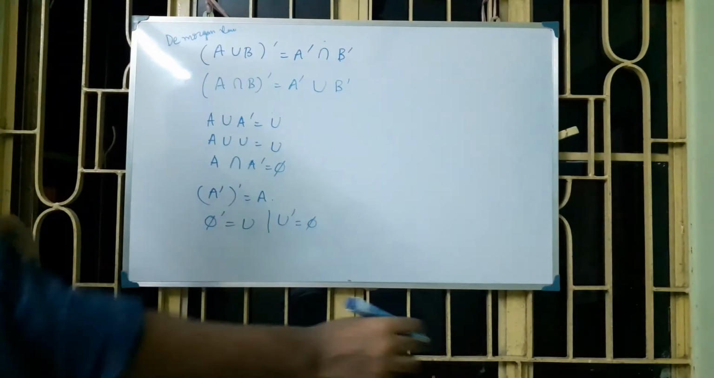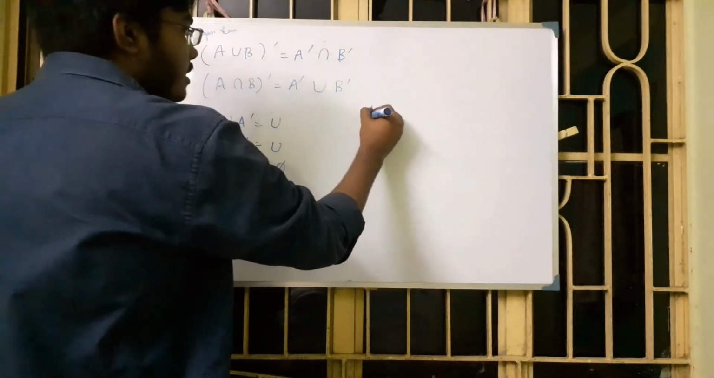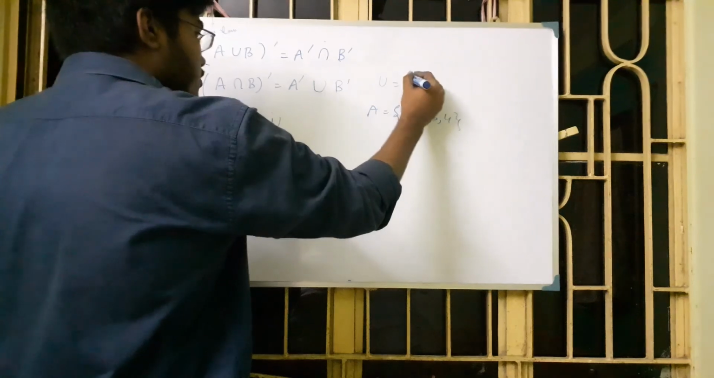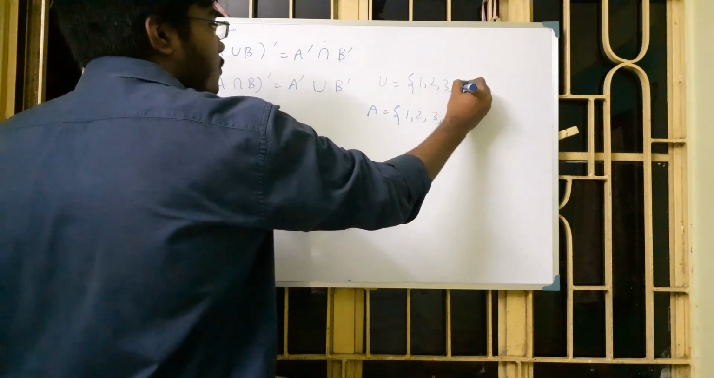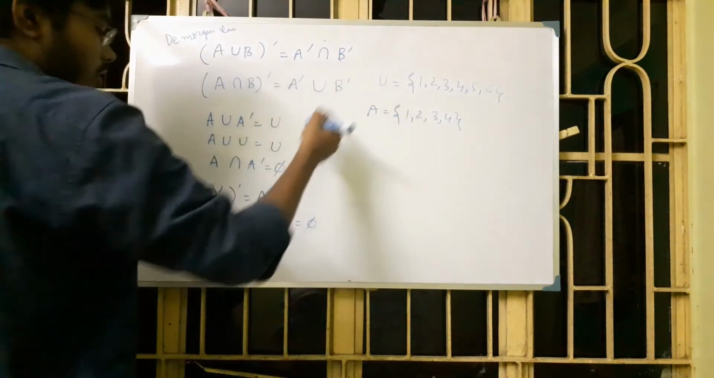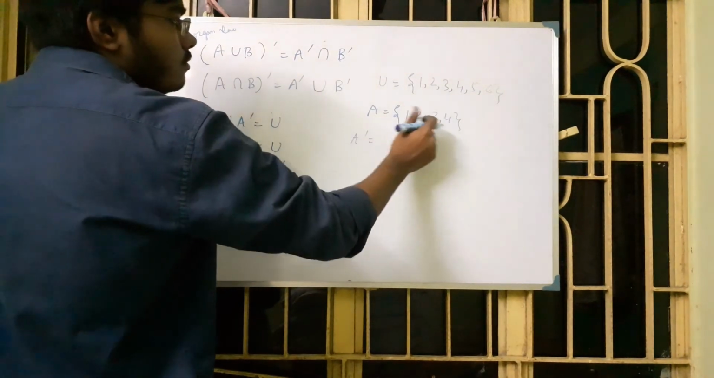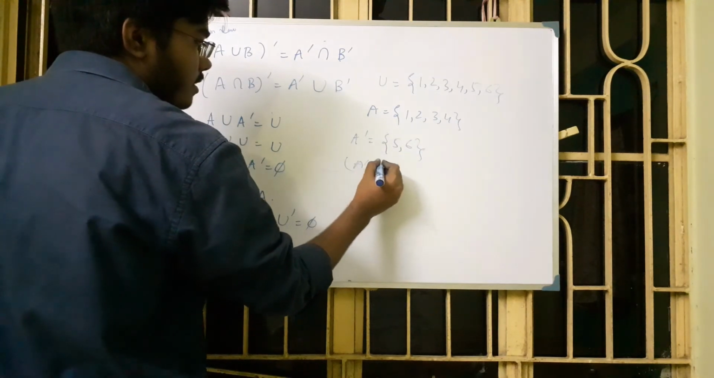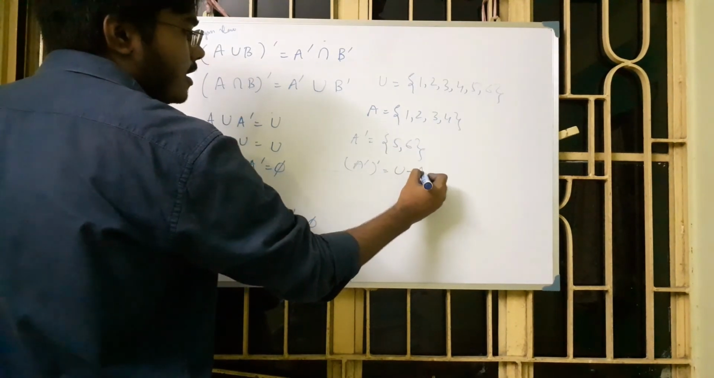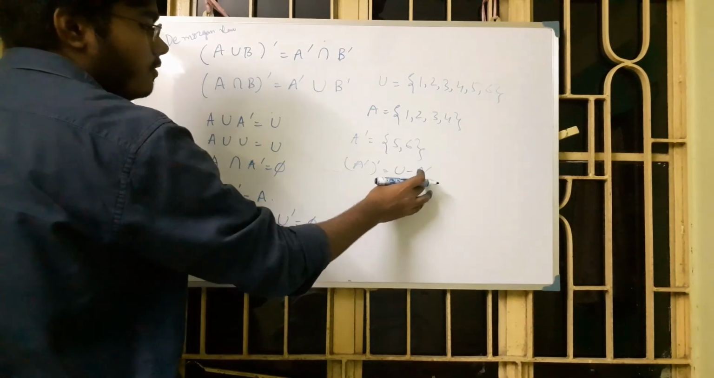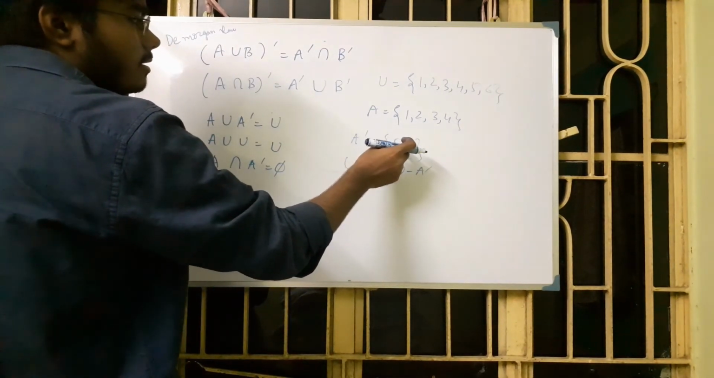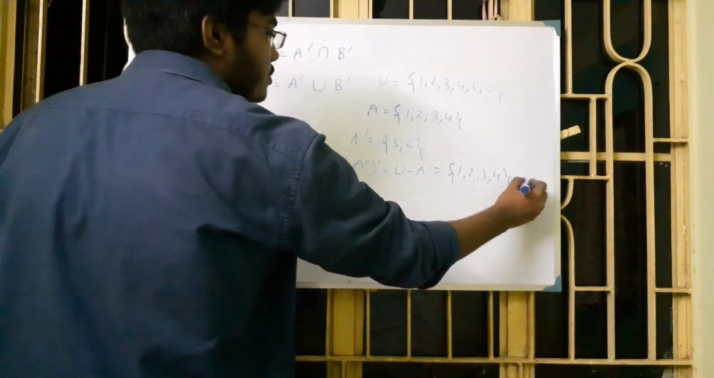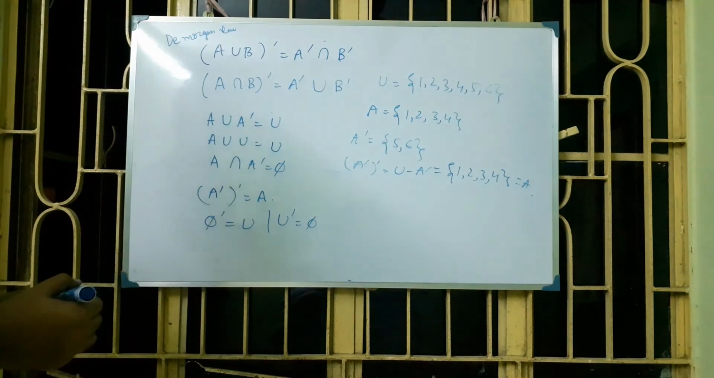Complement of A complement, okay, let's say A is 1 2 3 4 and U is 1 2 3 4 5 6, okay. So A complement equal to, just remove this 1 2 3 4, then 5 6, and complement of A complement, that is U minus A complement, universal set minus this, then just remove these things, that is 1 2 3 4, and that is equal to set A, okay. So this is the proof.